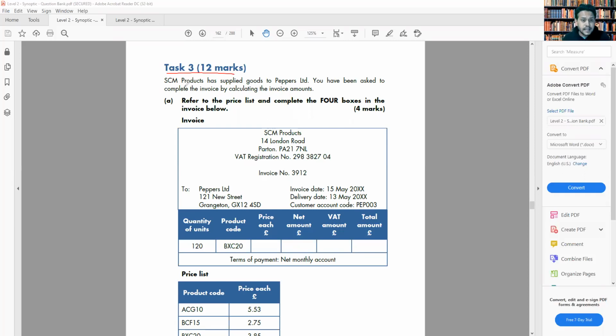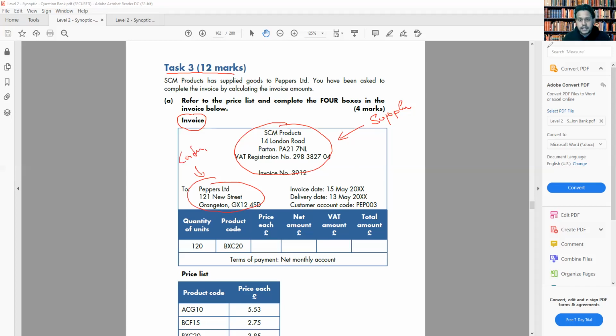It says SCM Products has supplied goods to Peepers Limited. Okay, so Peepers Limited is the customer and SCM is the supplier. Remember, on the invoice, the supplier name is always on the top. The supplier name is always there, and the customer is on the left corner. This is the customer.